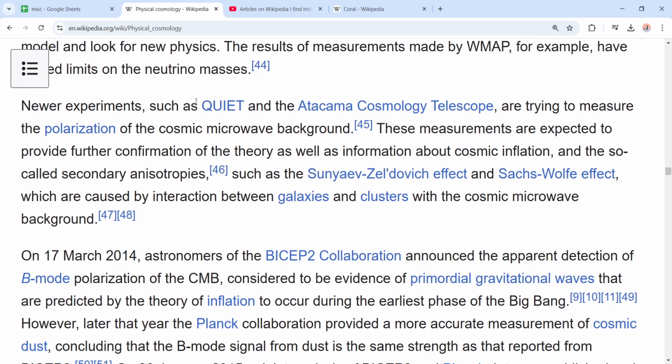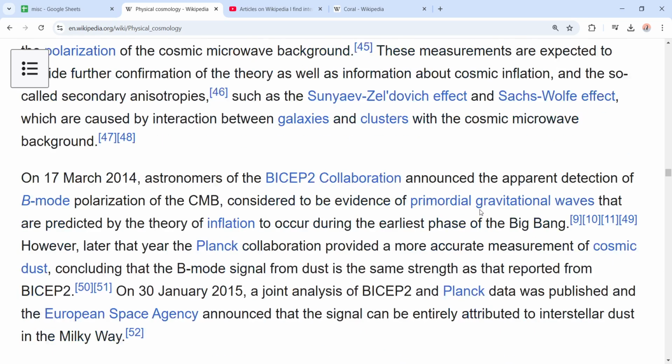Newer experiments such as QUIET and the Atacama Cosmology Telescope are trying to measure the polarization of the cosmic microwave background. These measurements are expected to provide further confirmation of the theory as well as information about cosmic inflation and the so-called secondary anisotropies, such as the Sunyaev-Zeldovich effect and Sachs-Wolfe effect, which are caused by interaction between galaxies and clusters with the cosmic microwave background.